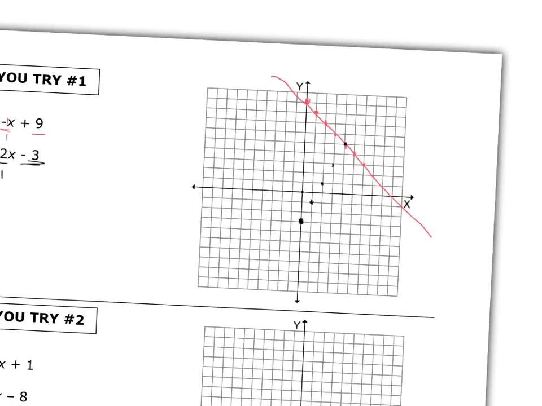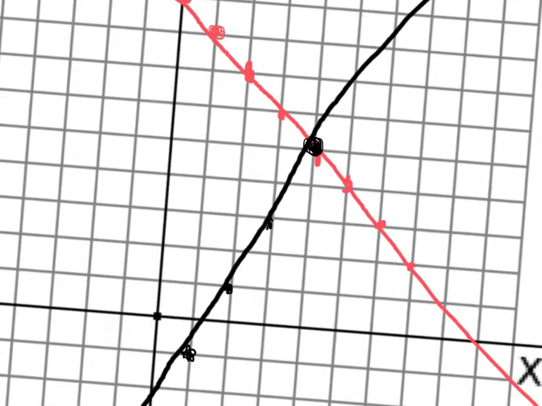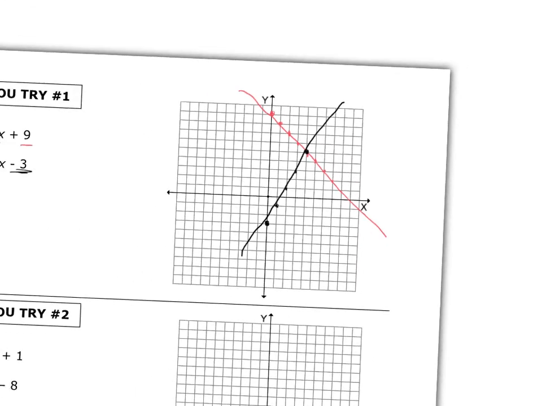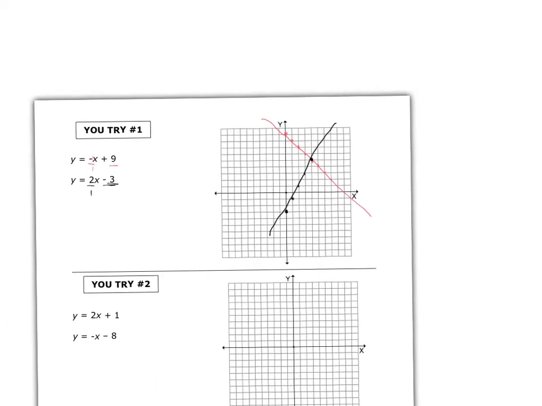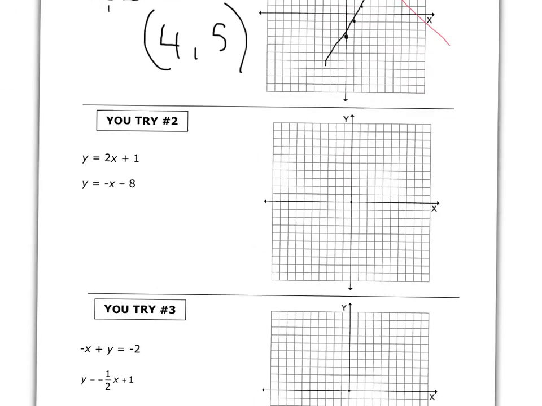So if I draw my line, you'll see that right at this little ordered pair right here, that is our intersection. So what is that ordered pair? Well, if we go over 1, 2, 3, 4 and up 1, 2, 3, 4, 5, that would be our solution. So our solution is going to be (4, 5). All right. I would like you to try number 2 all by yourself, and I'll come around to check that. See ya.